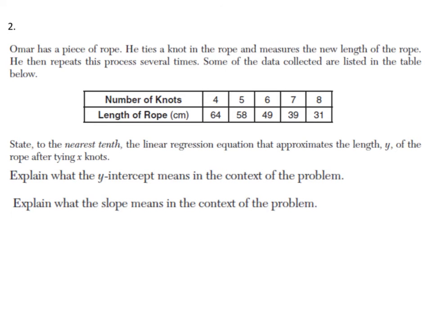All right, we have this question. Omar has a piece of rope. He ties a knot in the rope and measures the new length of the rope. He then repeats this process several times. Some of the data collected are listed in the table below, a number of knots, and then the length of the rope. State to the nearest tenth the linear regression equation that approximates the length y of the rope after tying x knots. Then explain what the y-intercept means and explain what the slope means in the context of the problem.